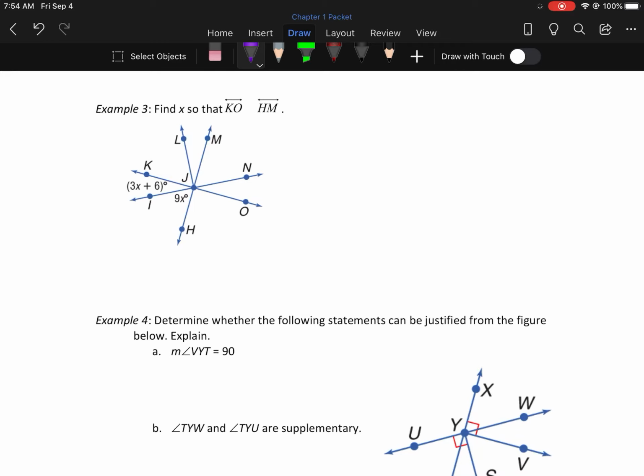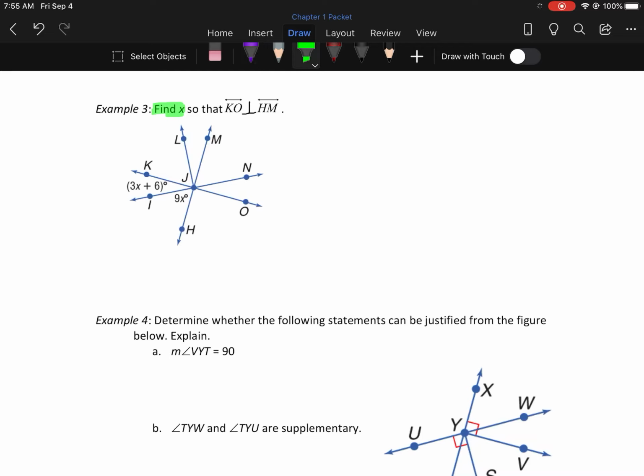Example 3. Oh, they're giving us some more algebra. So find x. All right, I'm going to highlight that because that's what I want to find. Find x. I don't need to substitute anything back in now. So hopefully yours showed up, this right here should have a perpendicular symbol in it. So that line KO is perpendicular to line HM.